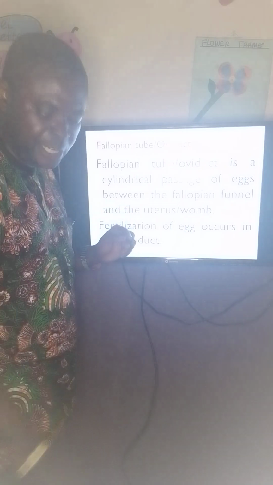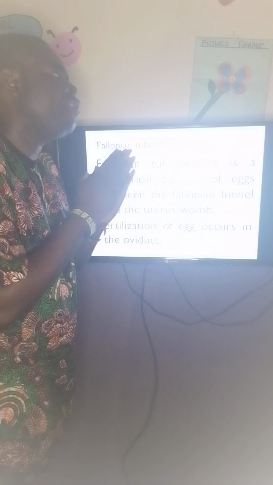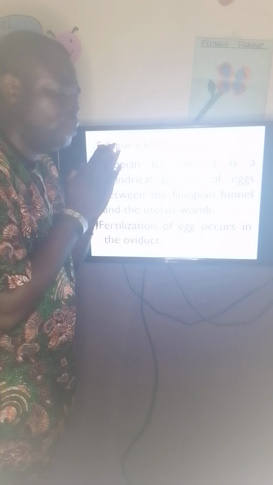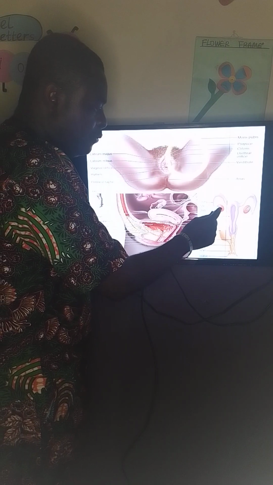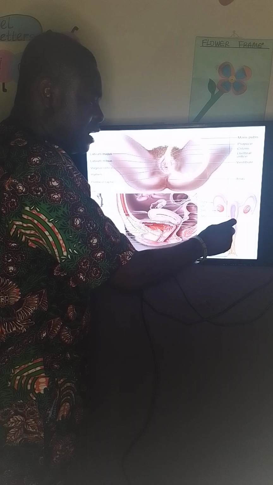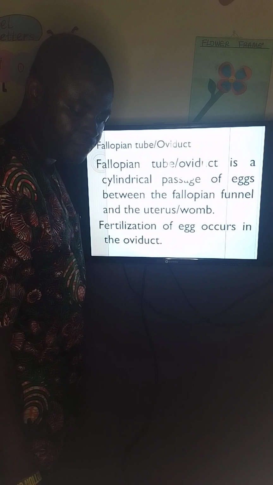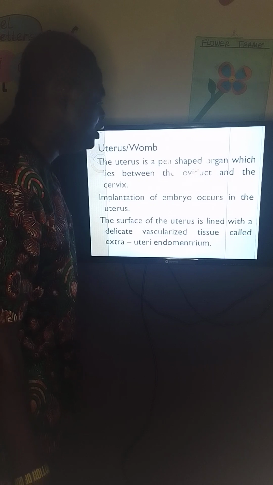Then the oviduct is a cylindrical pipeline that connects the fallopian funnel to the womb. Its function is that fertilization of the egg by the sperm takes place in the oviduct. You can see that in this picture. The egg is released from the ovary, passes through the fallopian funnel to the oviduct and stays here. The sperm deposited here will swim up and come here to fertilize the egg. Their meeting point is what? The oviduct. So take note of that. Another name for the oviduct is what? Fallopian tube.